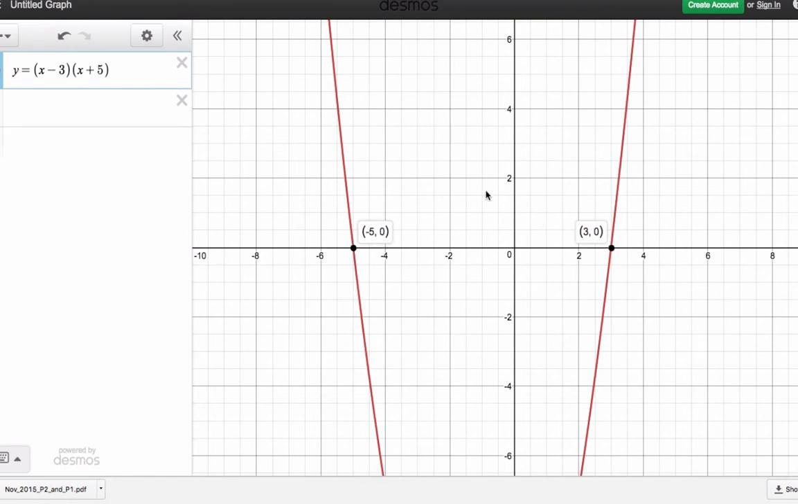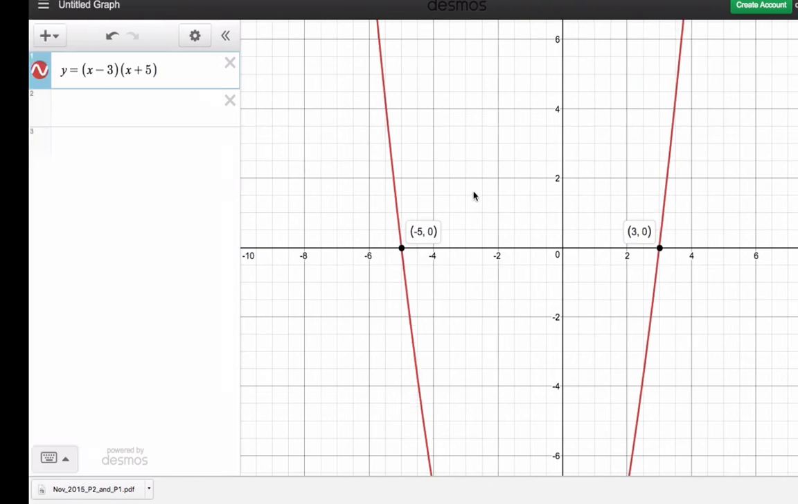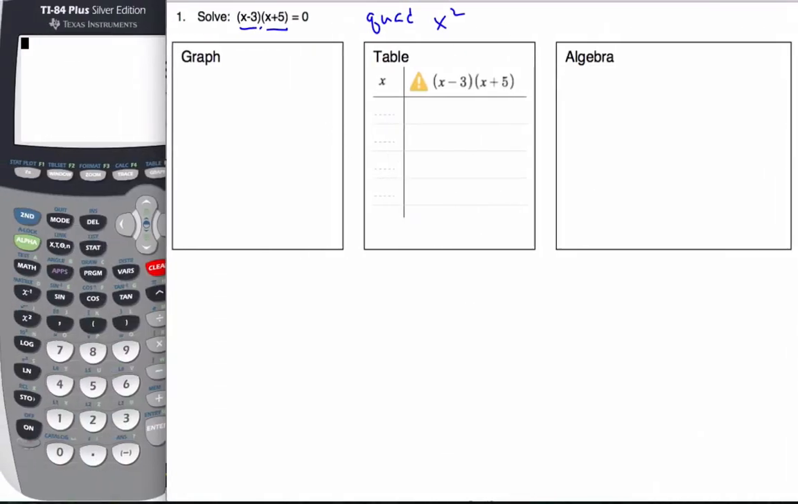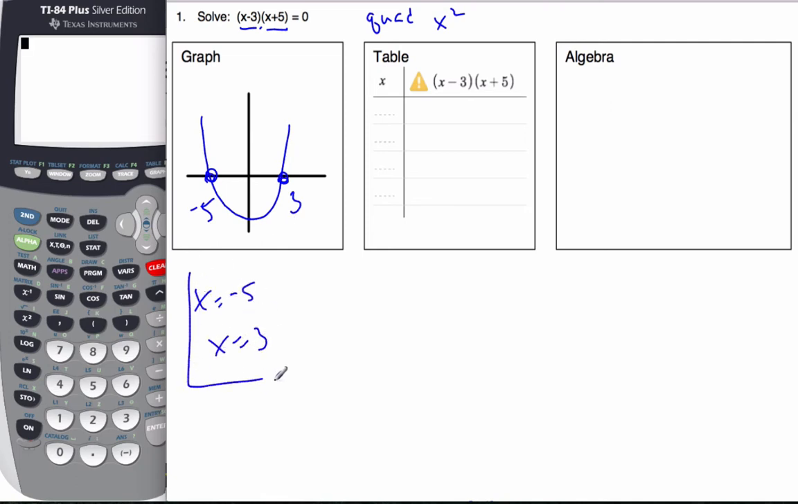And so if I do a quick sketch of this, well, that means I'm going to have my graph, and I'm going to have this scenario here, like this, where this is -5, and this is 3, and so x equals -5 and x equals 3. There's my solutions graphically.